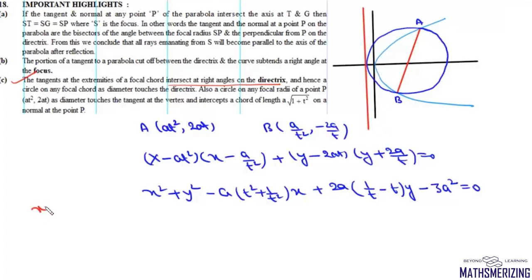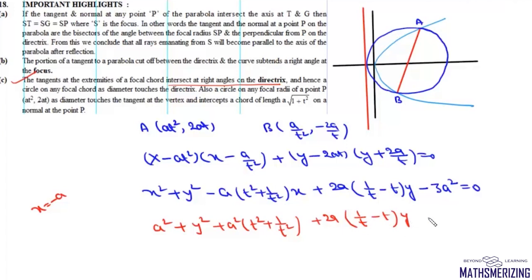So the equation of the directrix is x equals minus a. So we'll put x as minus a, we'll get a square plus y square plus a square(t square plus 1/t square) plus 2a(1/t minus t)y, and this is minus 3a square equals 0.